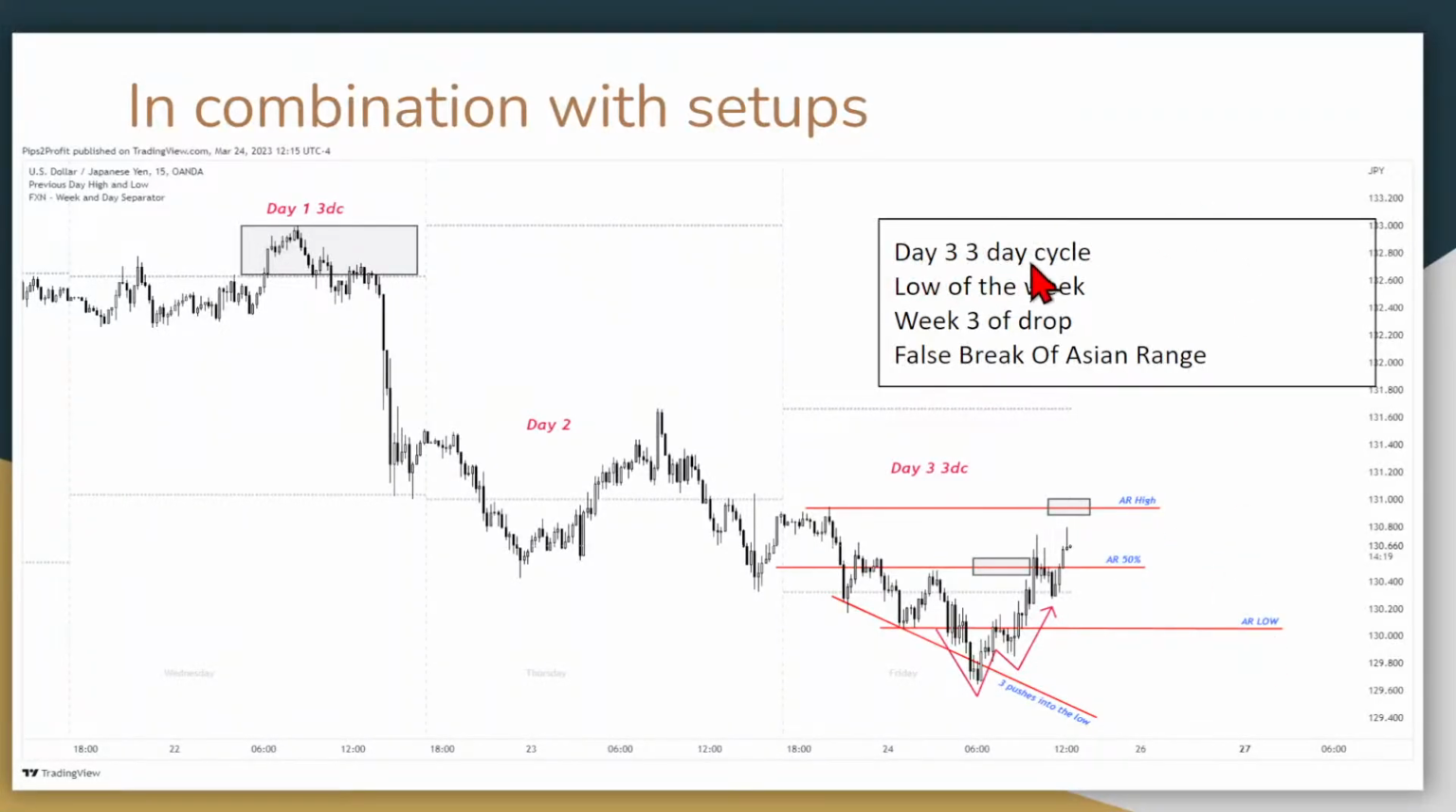Day 3, 3-day cycle, low of the week, week 3 of drop, and also false break of the Asian range. So you're down low within the week, you're down low within the weeks of drop, and you're also down low within the day.